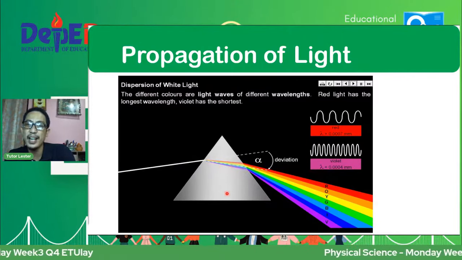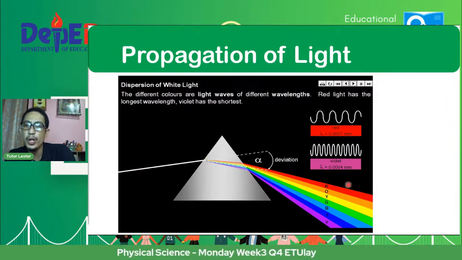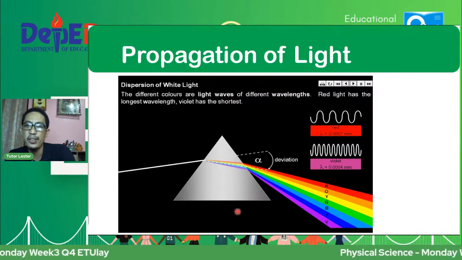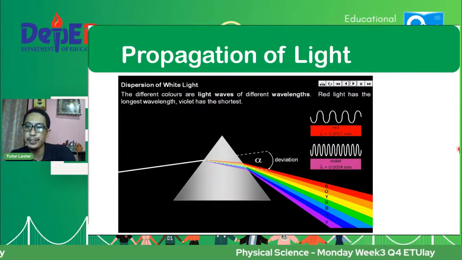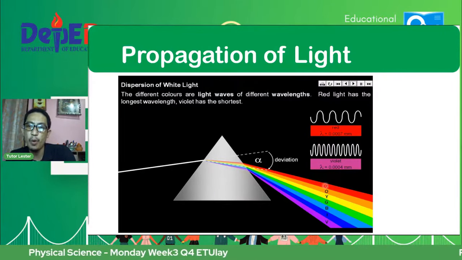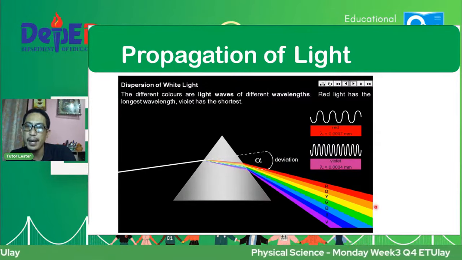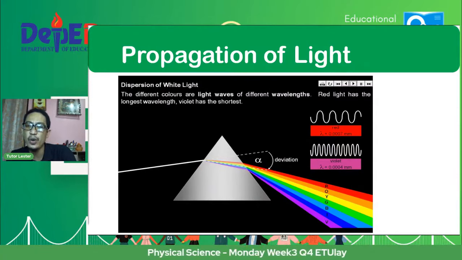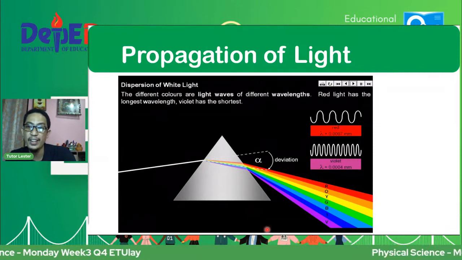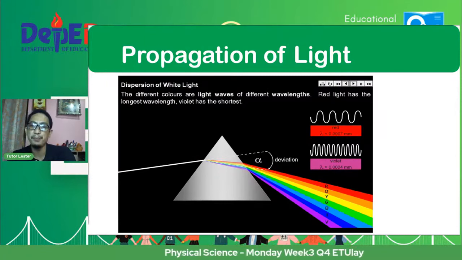Makikita po natin dito sa slide that a white light is dispersed into different colors or different wavelengths when it is refracted through a prism. Kada wavelength po or color ng white light ay may iba't ibang wavelength, so that's why they bend at a different angle. The bending at a different angle implies that each wavelength has a different speed upon entering the prism.